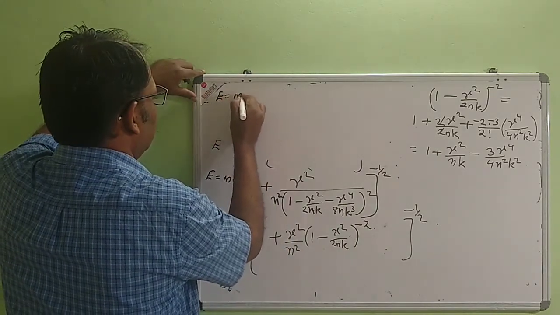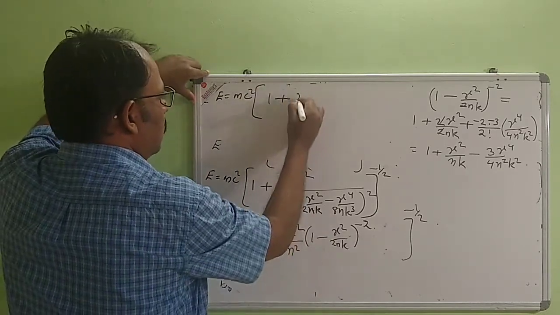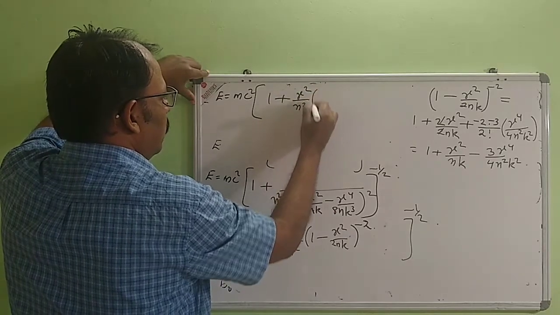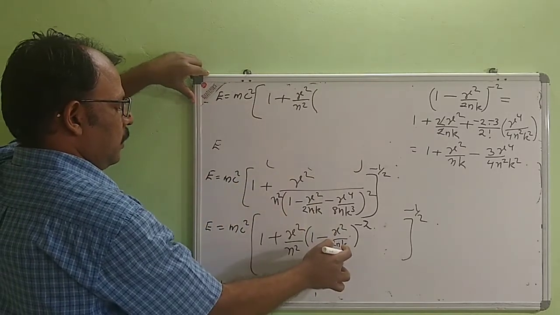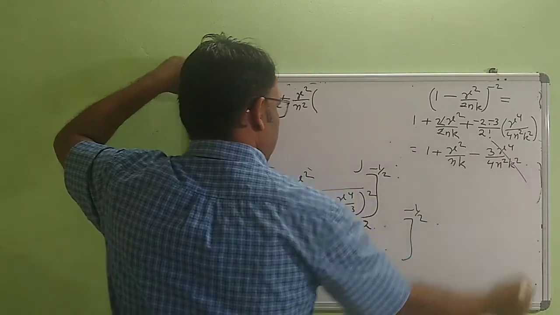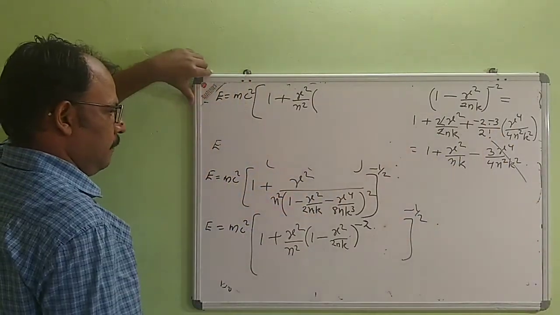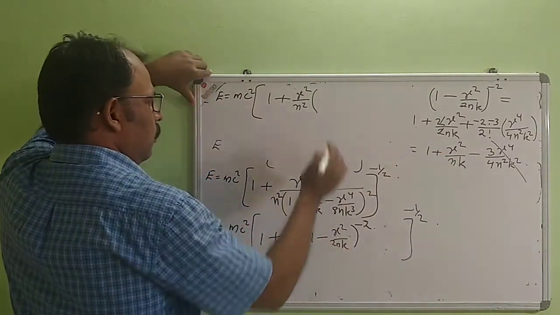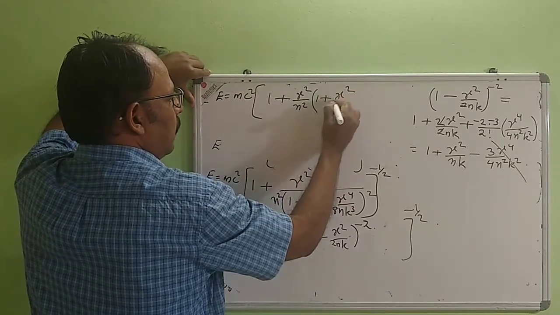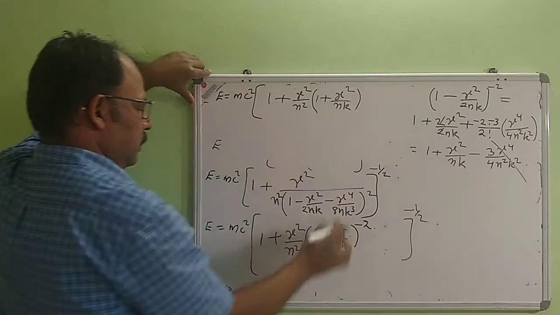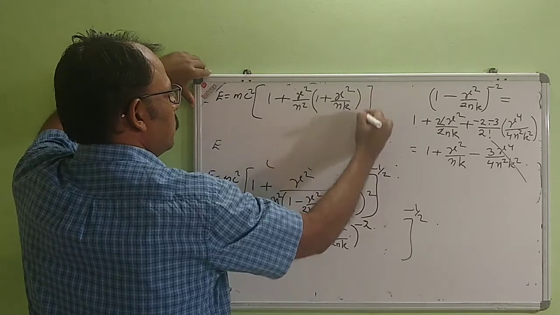E is equal to mc square into 1 plus gamma square by n square into, here also gamma square by n square we are multiplying with this one. So need not consider this term, because gamma square into gamma raised to 4, that will be gamma raised to 6. So neglect that term. So only take this term. So it is 1 plus gamma square by nk.